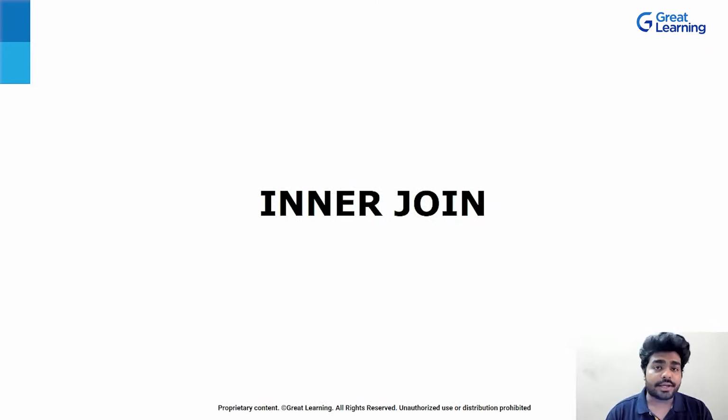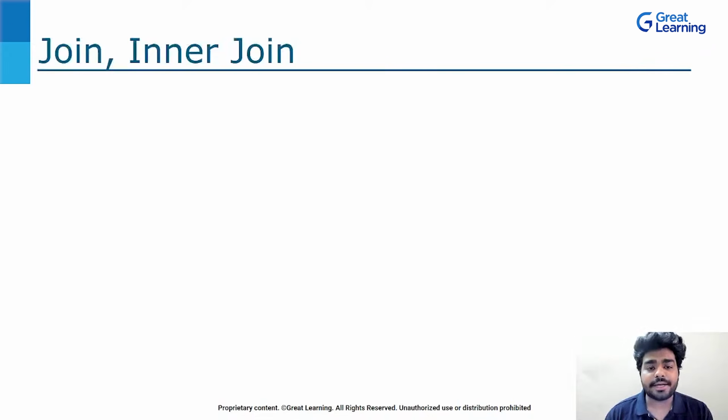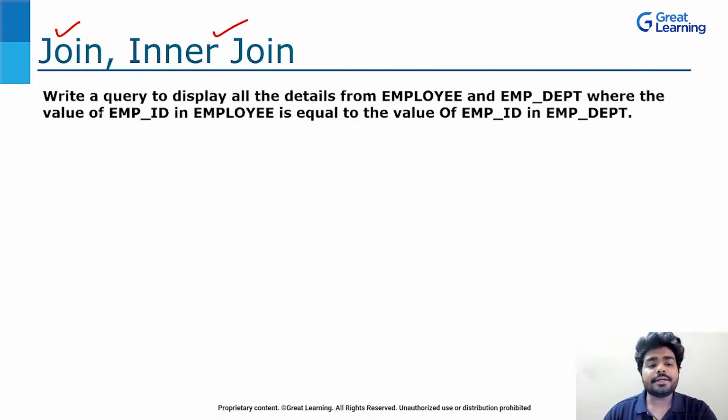Now let's move to the inner join. Let's understand with a question. You remember the two tables which I showed you, employee and employee department? Let's understand that. So when it comes to inner join or join, we can use both the terms. We can use join also, we can use inner join also. Now have a look. Write a query to display all the details from employee and employee department. So can I say that this is the first part of the question? So let's solve that. Write a query to display means we want all the details, every column, from employee and employee department, where the value of employee ID in employee is equal to the value of employee ID in employee department.